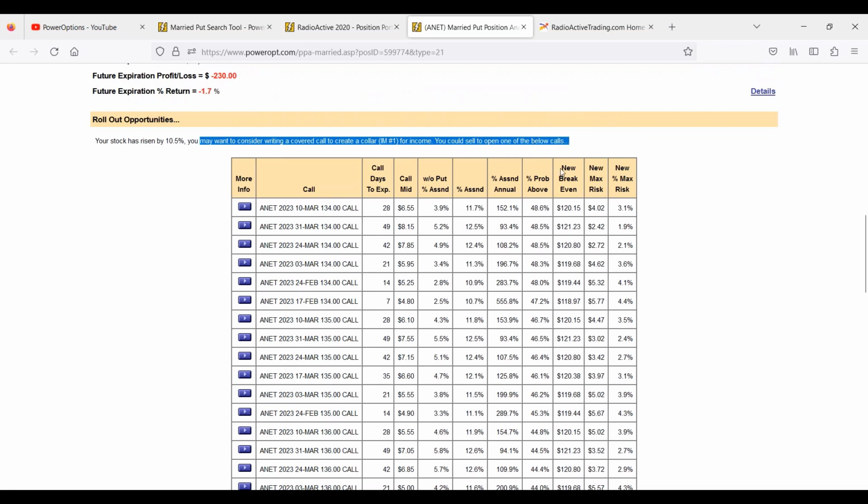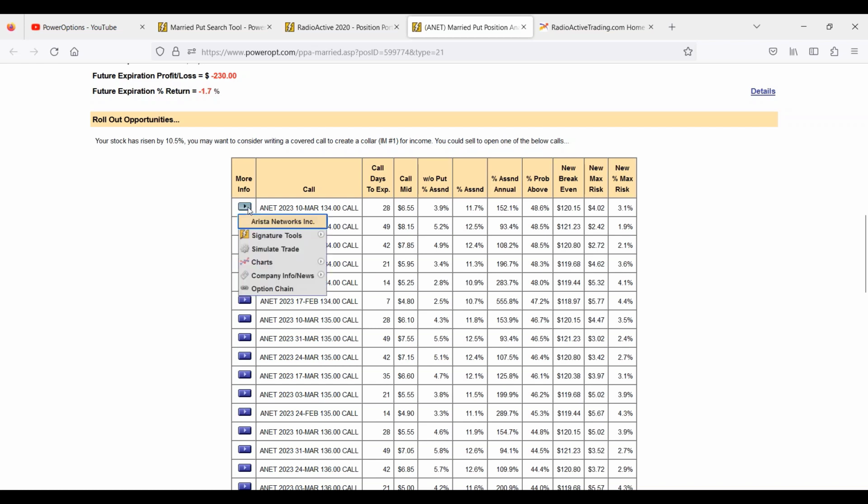That's talked about in the free white paper, the sketch. I could just sell a call against it, generate some income, cut the risk in half. Let's say we cut it down to 3.1% by selling the March 10th 134 call for 655. That's 28 days out in time. I'd probably like to be closer, 14 days out in time, but let's take a look.